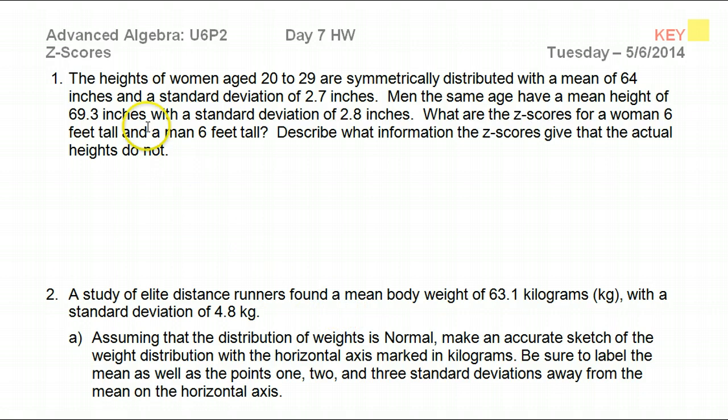Take a look at problem number 1. The heights of women aged 20 to 29 are symmetrically distributed with a mean of 64 inches and a standard deviation of 2.7. Men the same age have a mean height of 69.3 with a standard deviation of 2.8 inches. What are the z-scores for a woman 6 feet tall and a man 6 feet tall?